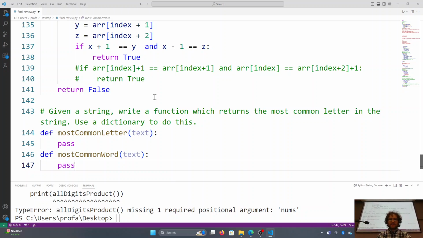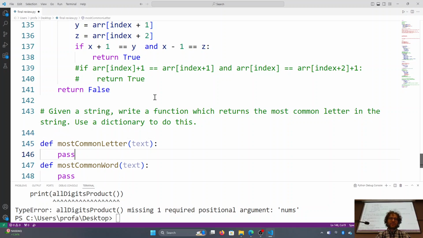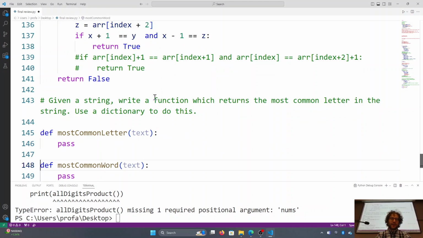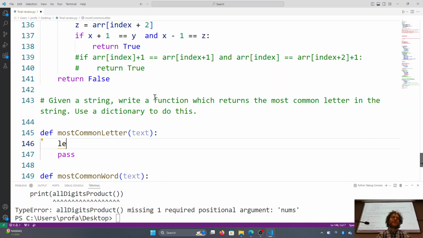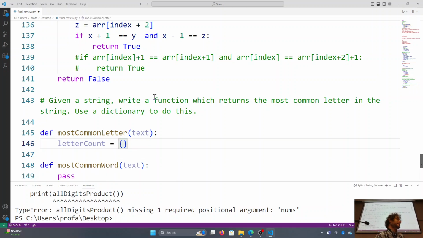Okay, given a string, write a function that returns the most common letter in the string. Use a dictionary to do this. So to do this, we need it. This is one of those where we can just iterate straight through it, but in both these cases, what we want to do is set up a dictionary and return it. What I need to do in order to find the most common letter is create a letter count. I have to create a count of all the letters that I have. Okay? And that is going to be stored in a dictionary. That's what the dictionary is going to be doing. It's going to be creating a count of all the letters. Okay?